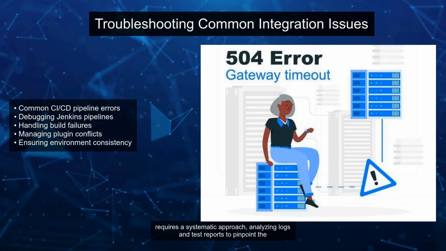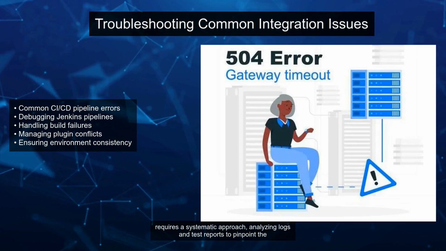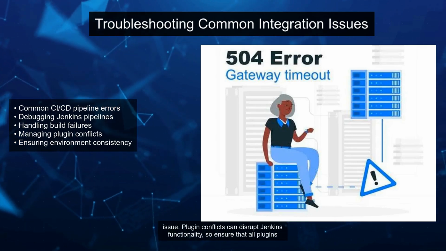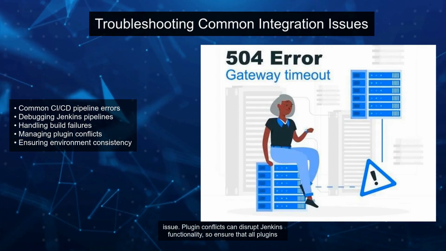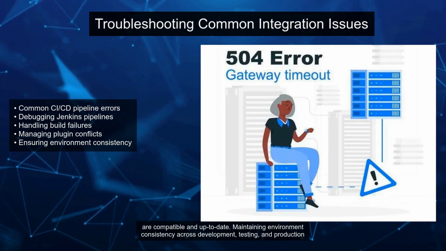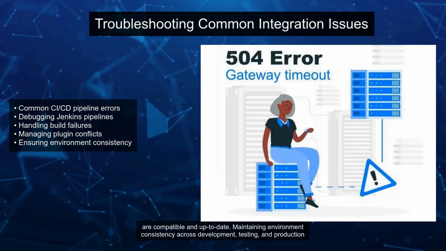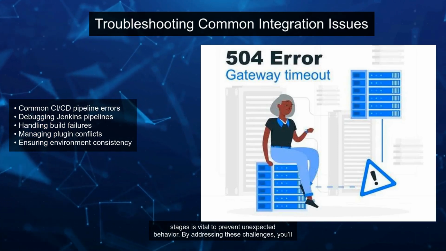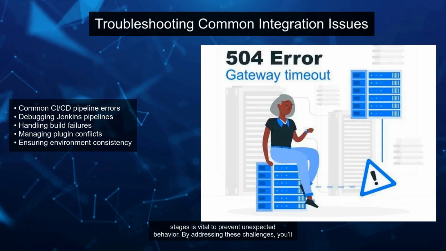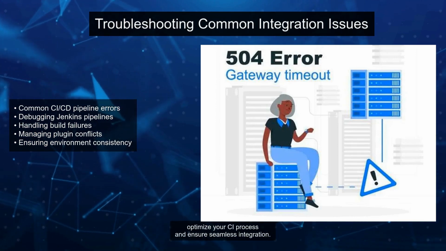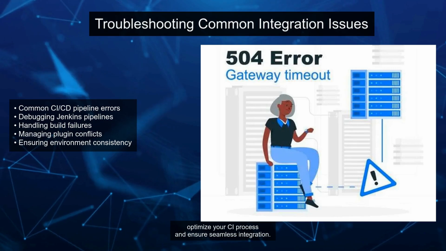Handling build failures requires a systematic approach, analyzing logs and test reports to pinpoint the issue. Plugin conflicts can disrupt Jenkins functionality, so ensure that all plugins are compatible and up to date. Maintaining environment consistency across development, testing, and production stages is vital to prevent unexpected behavior. By addressing these challenges, you'll optimize your CI process and ensure seamless integration.